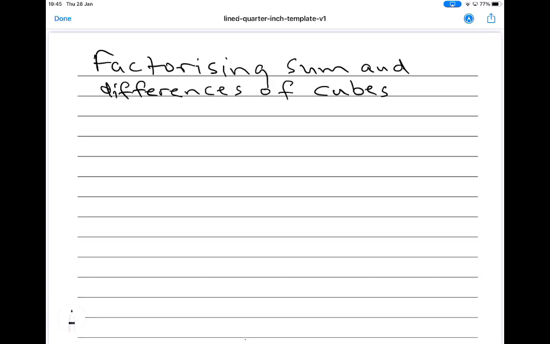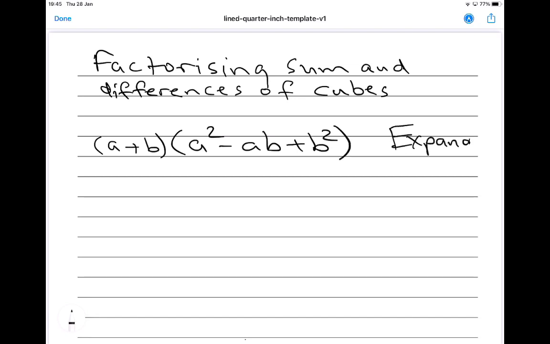We will look at factorizing the sum and the differences of cubes. I want us to start with something obvious. I want us to multiply a plus b by a squared minus ab plus b squared. So we want to expand, remove those brackets and simplify.